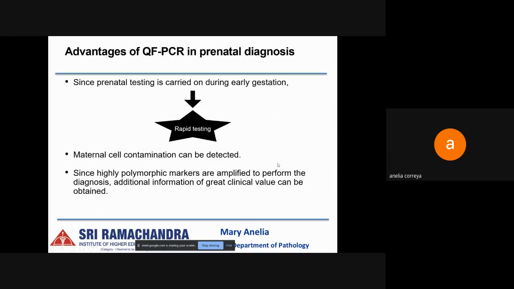So the advantages of this quantitative fluorescent PCR is that we can detect it early in gestation, so it helps for rapid testing. And if there is maternal cell contamination, it can easily be identified, and lots of additional clinical information can also be detected.